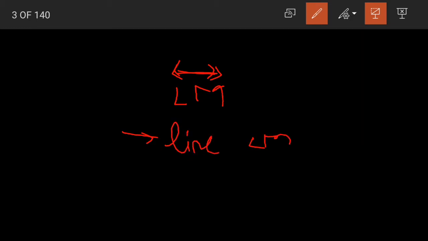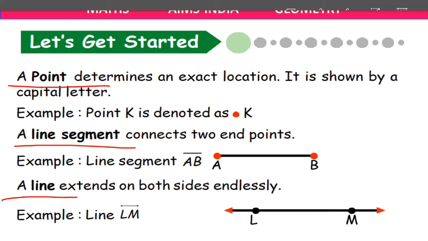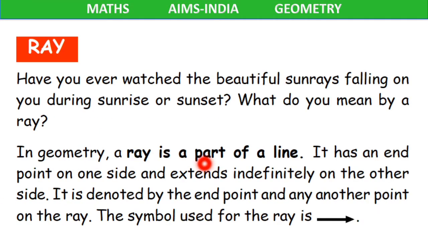line LM. And how do we denote it? We write the endpoints L and M, and above the endpoints we draw something like this, a line with two arrows on both the sides. This is read as line LM. I hope this is clear, children. The three basic concepts of geometry. What are they? A point, line segment, and a line. Now coming to ray. What is this ray?